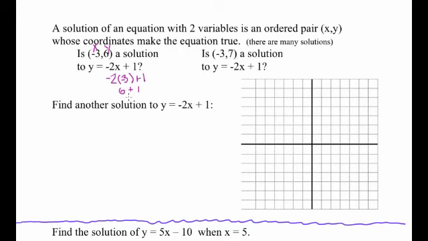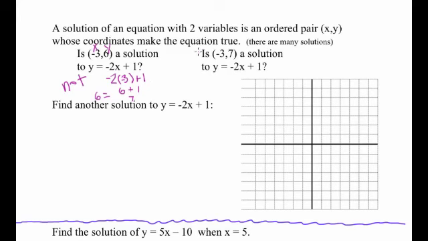6 plus 1 is 7. So what did I get out for a y value? I got out 7. It's supposed to be 6. Therefore, this is not a solution to the equation. Negative 3, 6 does not work for this equation.